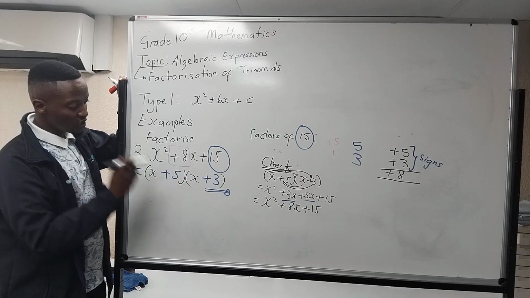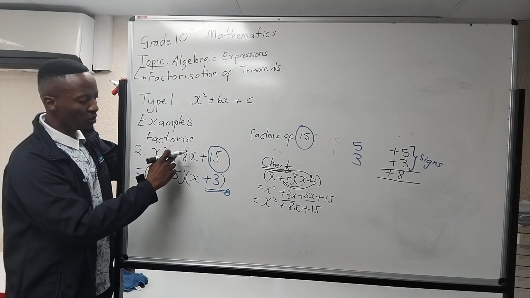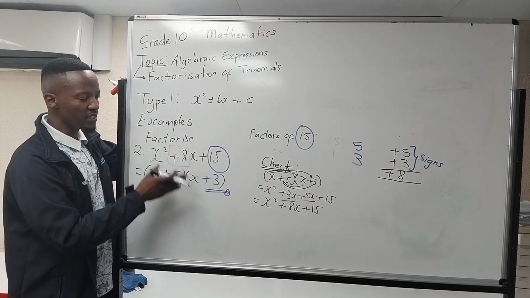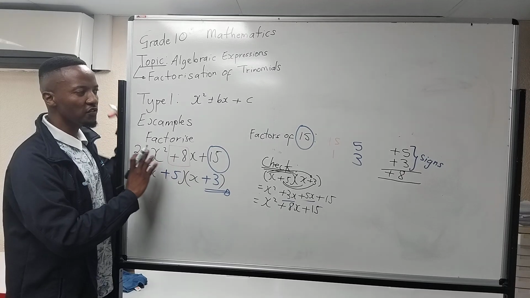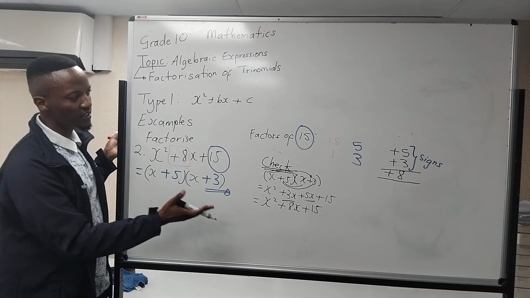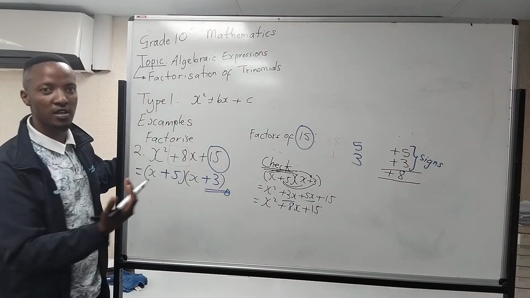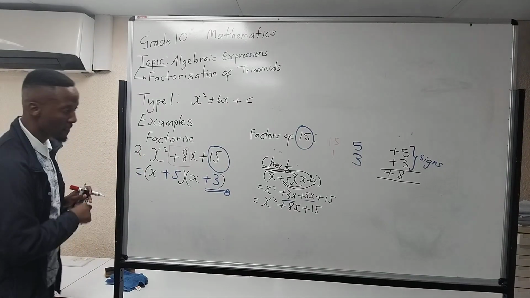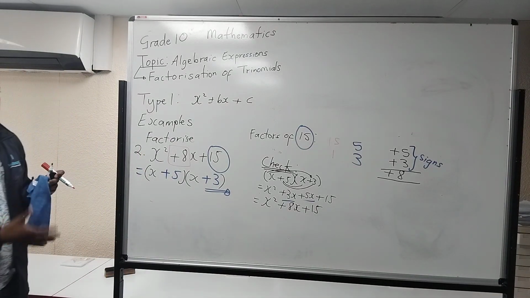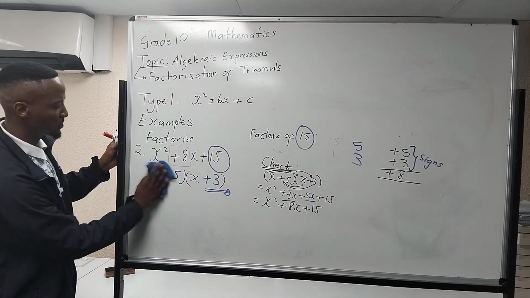Now when you multiply the two binomials and you don't get the original trinomial, it means there is a mistake either in terms of the signs or in terms of the factors. This is why now you have to select again the correct signs as well as the correct factors. Example 3.